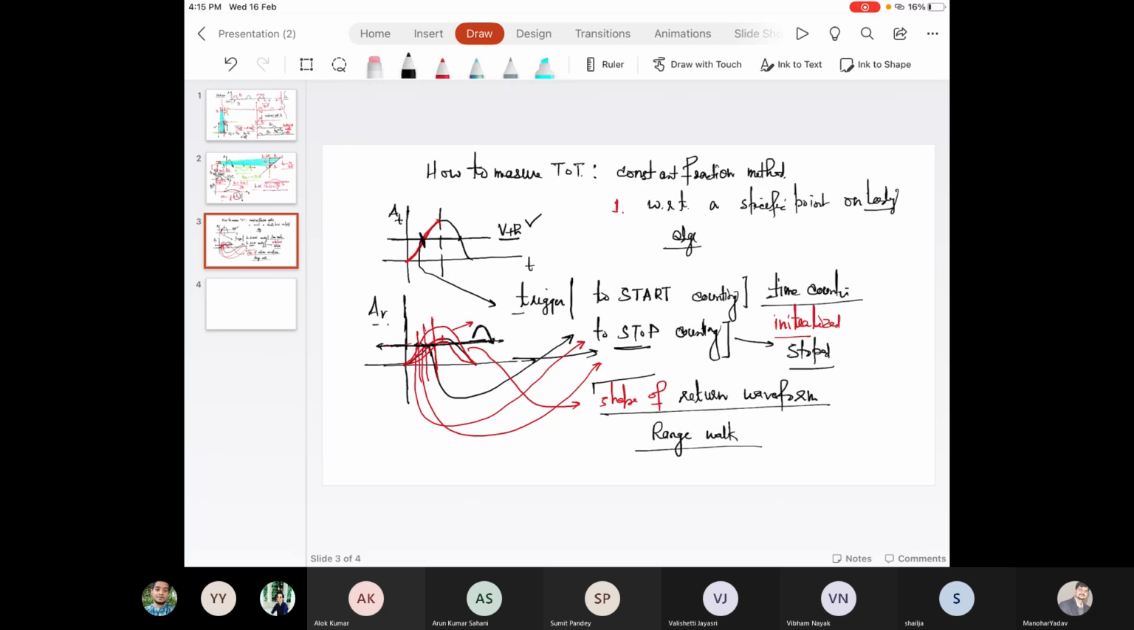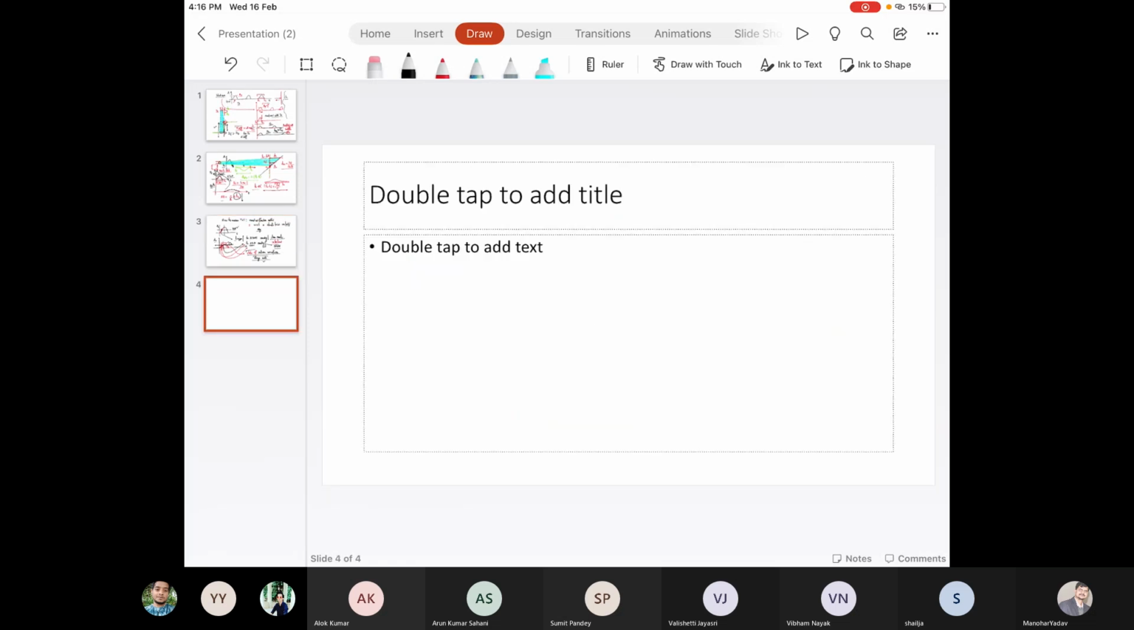So what happens from the same point? Let's say if you change the material property, if its reflectance or its topology changes, what happens? In that case, the time at which we need to send a stop signal varies. Okay, and that further leads to inaccurate measurement of range, and we call it range walk.